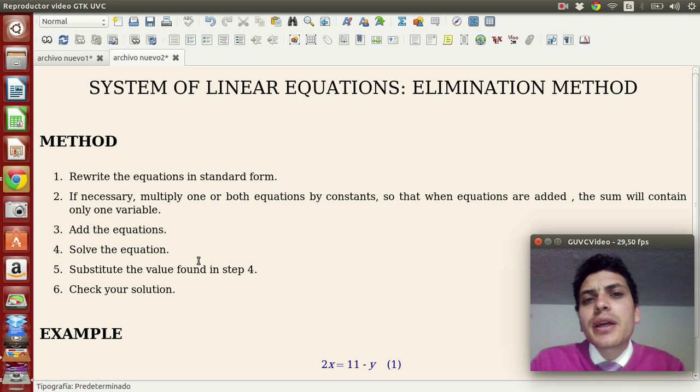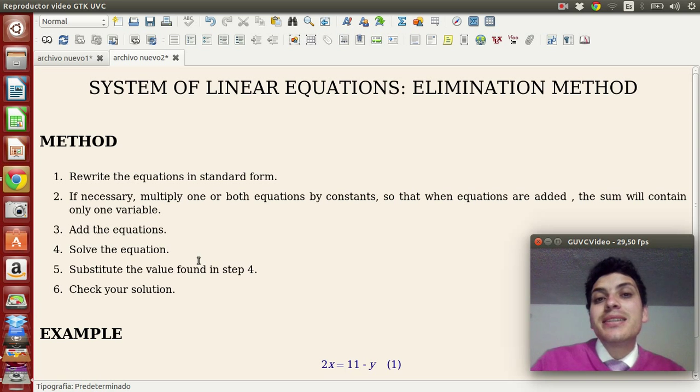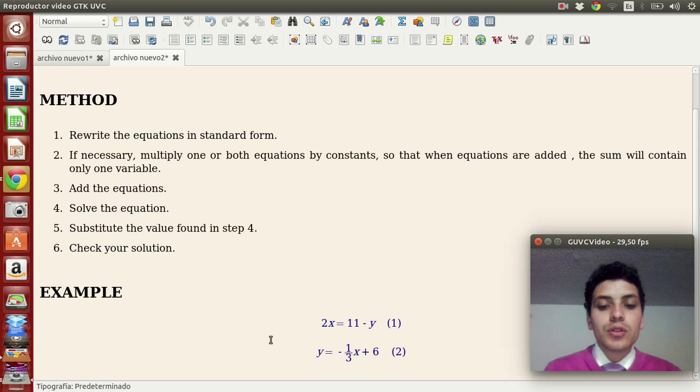The most important step to me is step number 2. I usually say to the students that they have to multiply such that the coefficients of one of the variables are the same but with the negative sign, so the opposite of the other. So the coefficient for one variable should be the opposite of the other. What you have to do is get the equations in a standard form and then multiply them to have that.